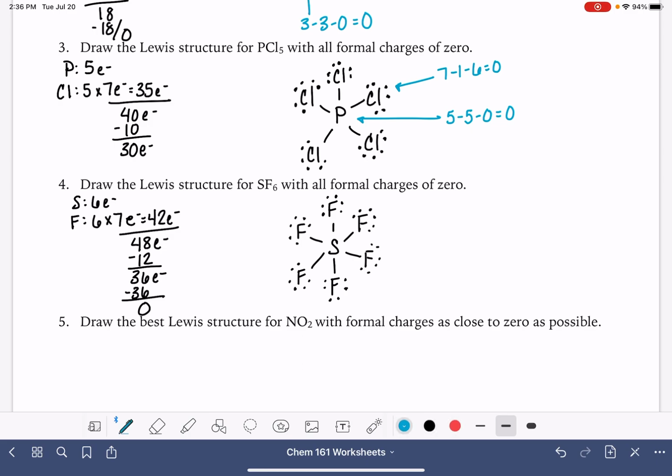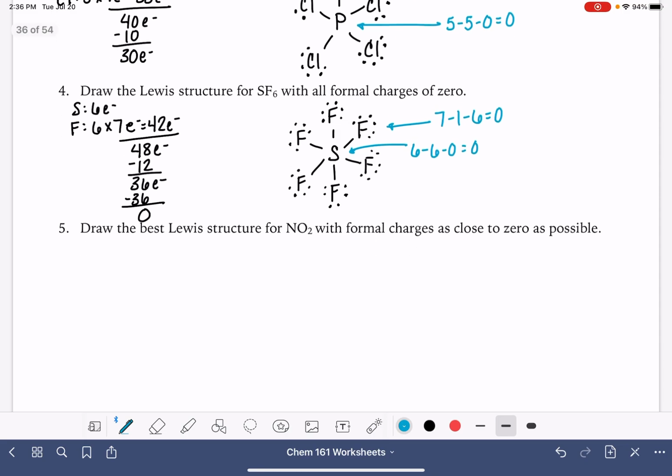For formal charge, all of the fluorine atoms in this molecule are bonded in the exact same way. They all have 7 valence electrons. They all have 1 bond. They all have 6 non-bonding electrons. They all have a formal charge of 0. Sulfur has 6 valence electrons, and this sulfur has 1, 2, 3, 4, 5, 6 bonds and no non-bonding electrons, so that sulfur is actually happy.